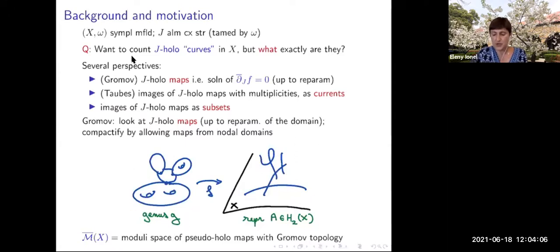So we have some genus g domain, and the image would represent some homology class A in H_2 of X. This is our target X. Then we can look at the moduli space of such pseudo-holomorphic maps, up to reparameterizations of the domain. This has a natural topology called the Gromov topology. I'm not going to define it, but there is a notion of convergence for a sequence of maps with genus g domains to converge to a map, for example, with a nodal domain. In particular, it means that their images converge, for example, in Hausdorff distance. Any questions about this?